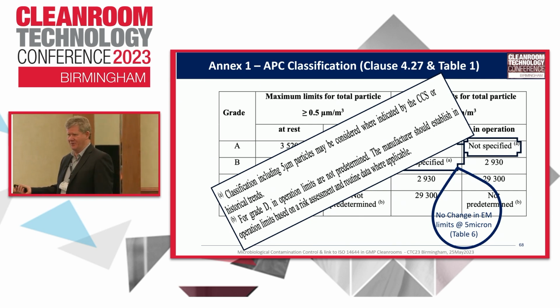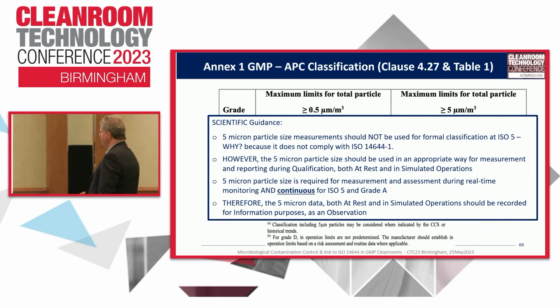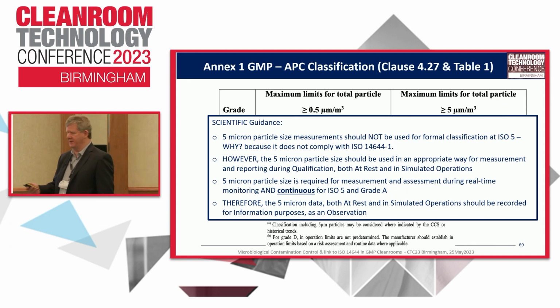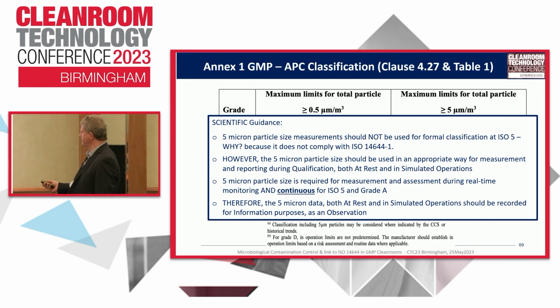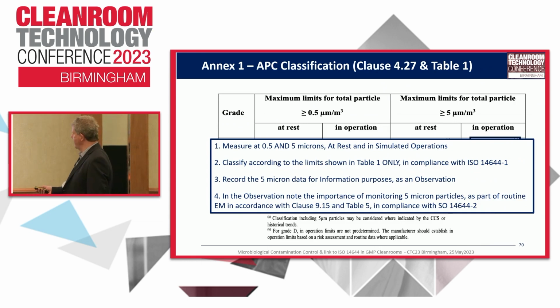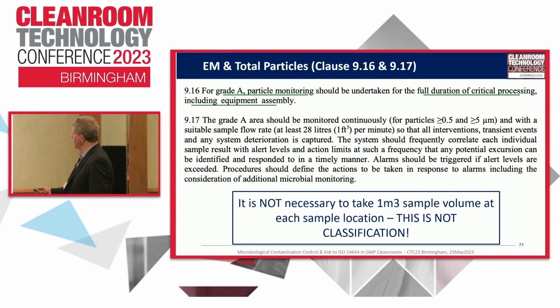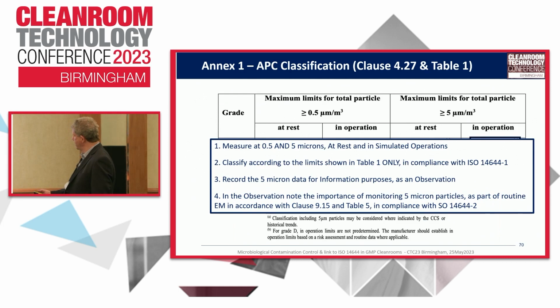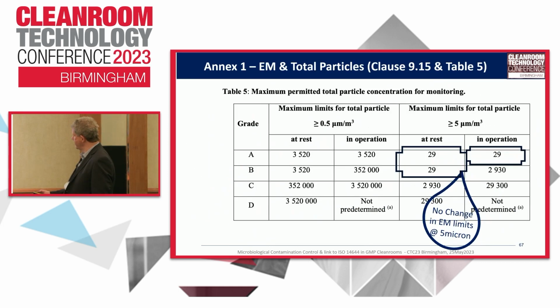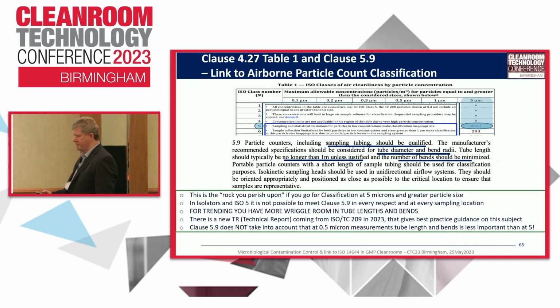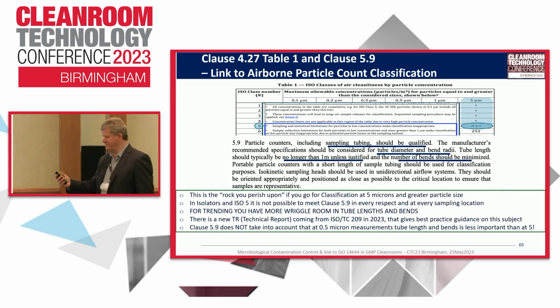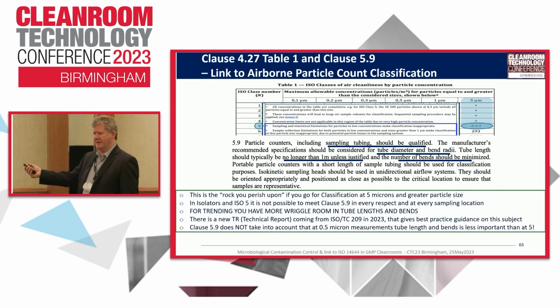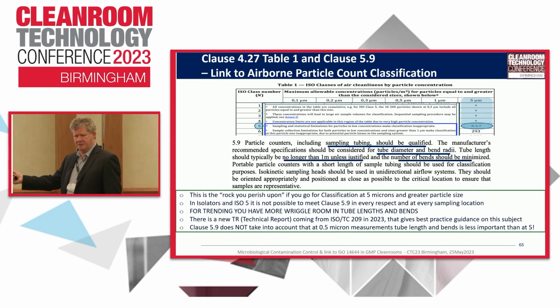So what do people do? They still classified 5 microns, okay? It should not be used at ISO 5, right? Because you're going to do continuous monitoring anyway, okay? And the problem is, oops, I missed the 5.9, forgive me, it's here. Yeah, sorry. Watch clause 5.9. You're in ISO 5, you're going to get caught with 5.9 on tube lengths.